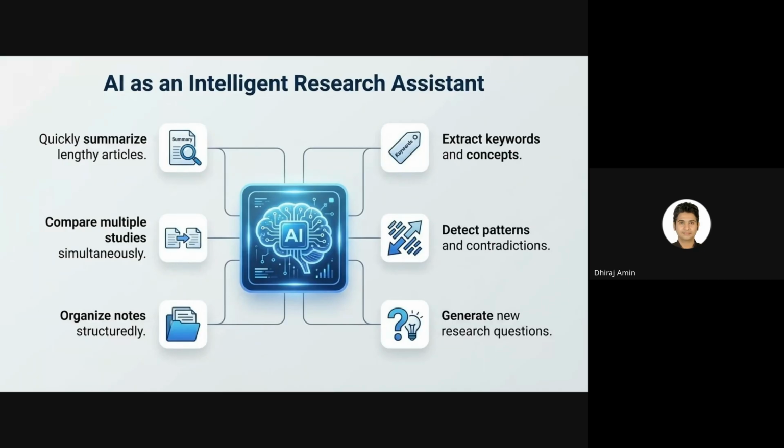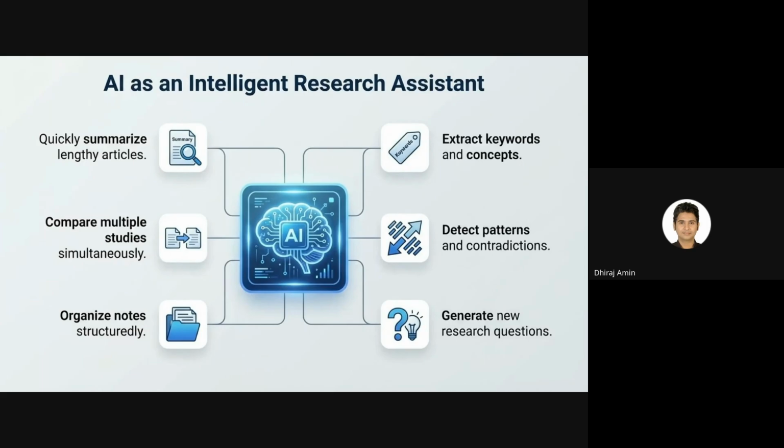Also, contradictions are very important, because when we do a literature review, we find that researcher one is saying that machine learning models are good, and researcher two is saying that deep learning models are good. So we need to find out what the contradiction between them is, who is actually saying the truth, and that also can be done by using AI.